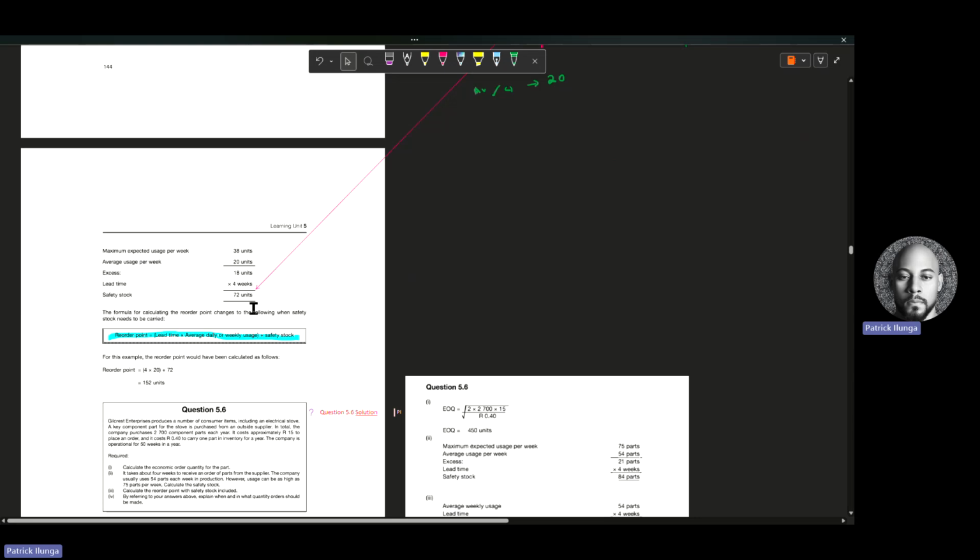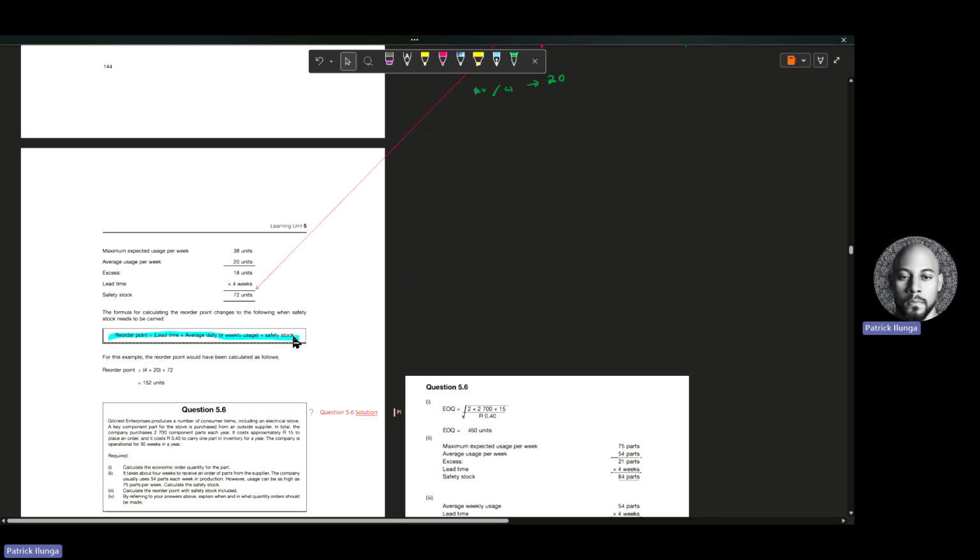Sorry, I always say "safety" by habit, but it's safety stock, right? So a safety stock of 72 units.